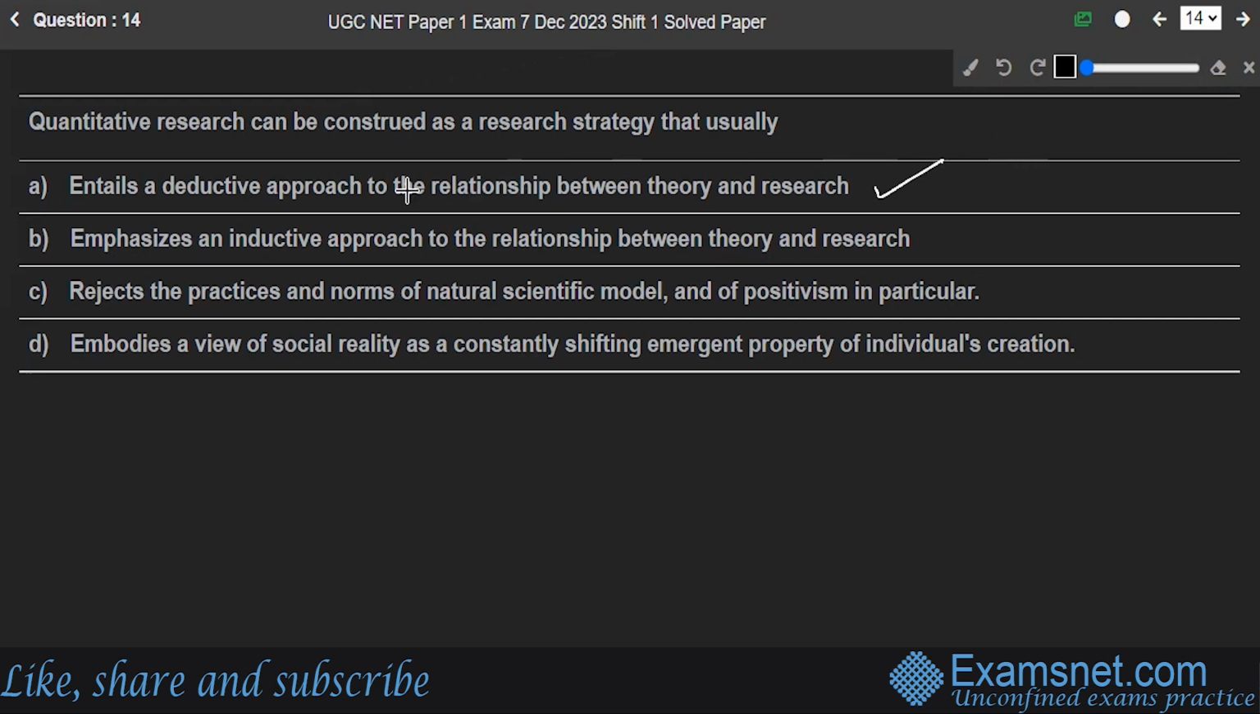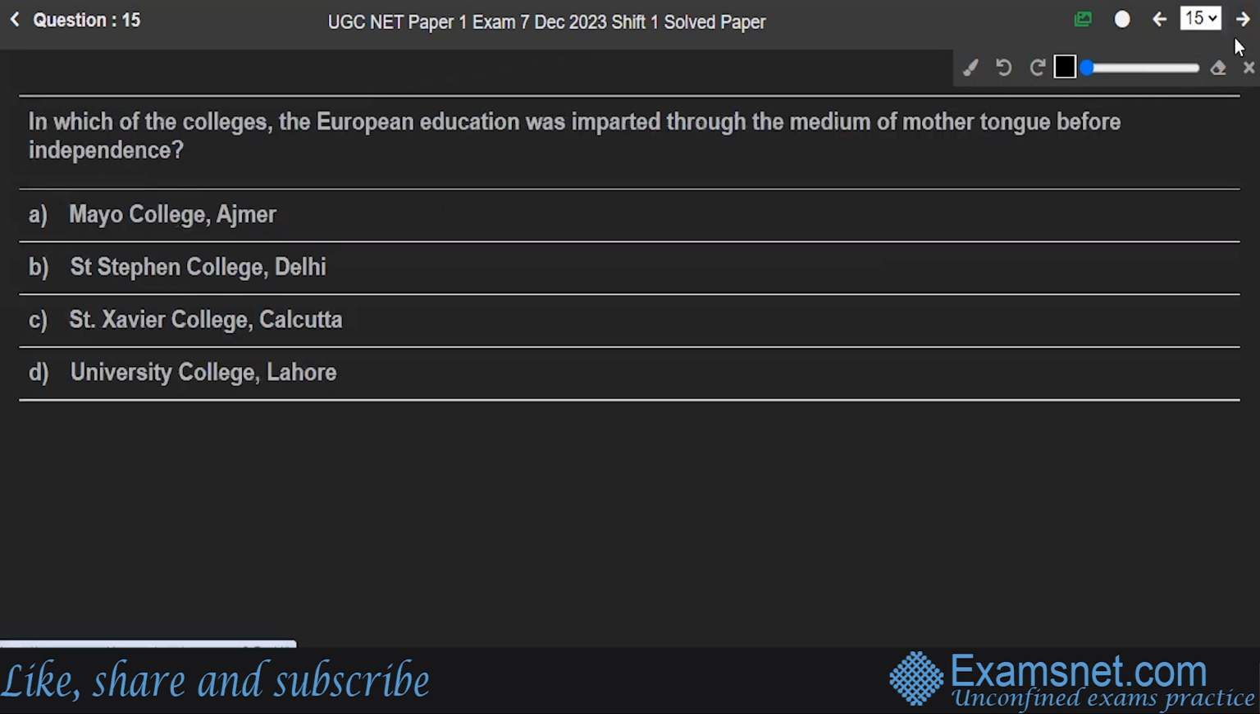Quantitative research is a research strategy that emphasizes the use of quantitative data to test hypotheses and theory. Quantitative data is the data that can be measured and analyzed using statistical methods. Quantitative research is often used in social science research such as psychology, sociology, economics, etc. So you have the first option as the right answer. Hope you got that. Let's move to the next question, number 50.